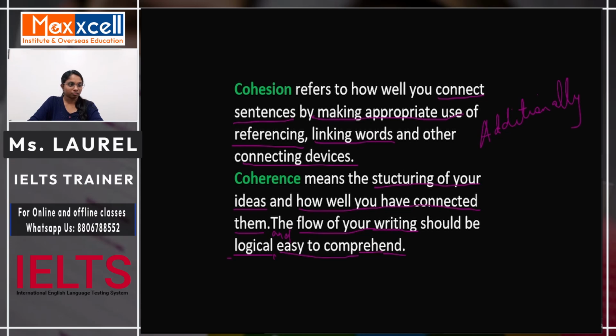So basically, when it comes to cohesion and coherence, the main word would be connect. How well you connect either your ideas or your sentences. Sentences would be cohesion and ideas would be coherence.